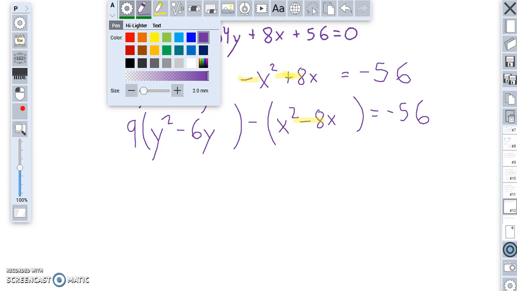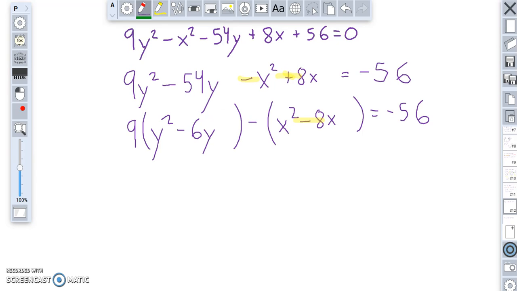Now I put in my magic number. Half of negative 6 is negative 3. I square that, I get 9. On the left side, I just added 9 times 9, so on the right side, I'm going to add 9 times 9. x squared minus 8x. Half of negative 8 is negative 4. I square that and I get 16. On the left side, I just added 16 times negative 1, so on the right side, I'm going to add 16 times negative 1.